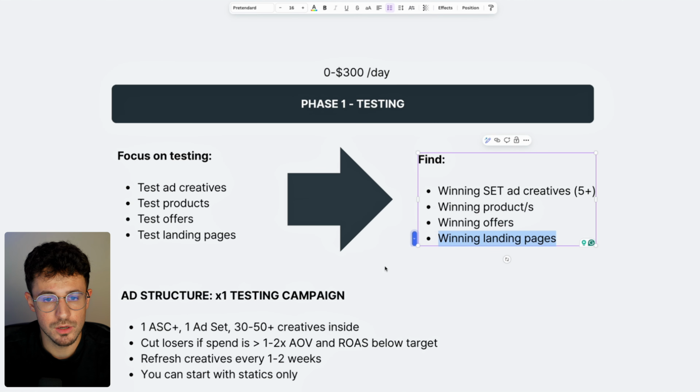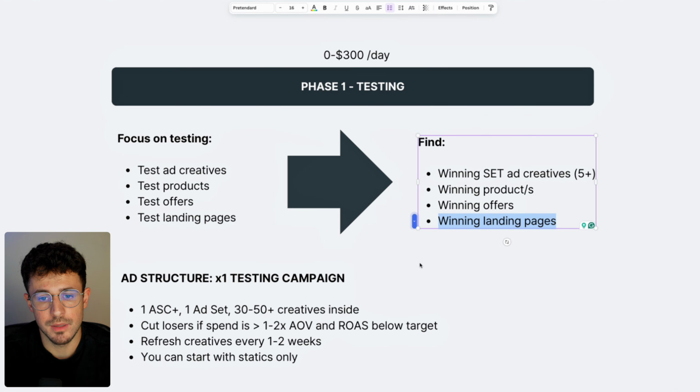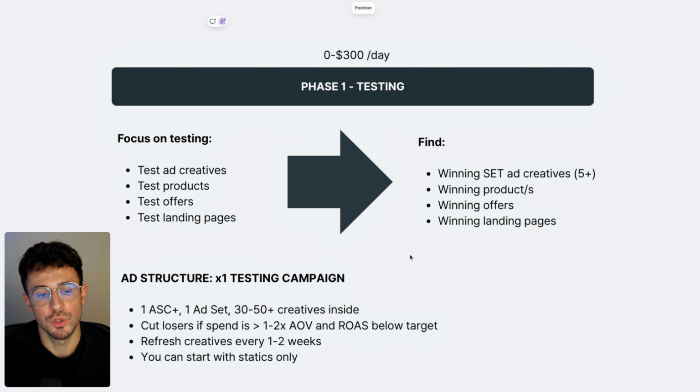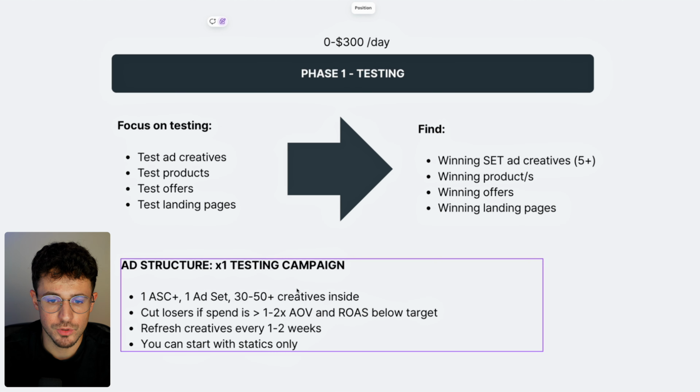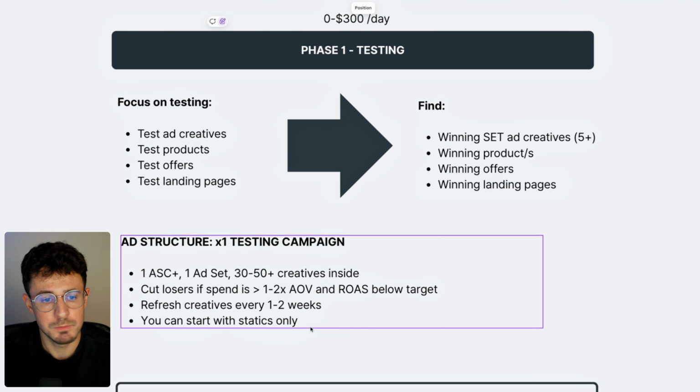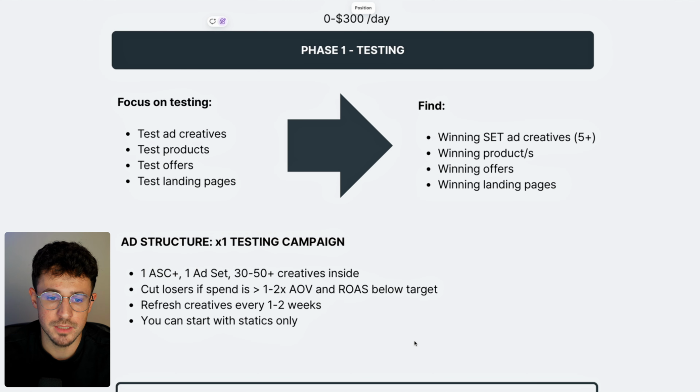You need to find the winning product or products if you have more than one, winning offers and winning landing pages. So during this phase, the way you need to structure the ad account to actually do this is basically this. You need to keep it very simple. 1 testing campaign, 1 Advantage Shopping Plus, 1 ad set, 30 to 50 creatives inside this Advantage Shopping Plus. And the only thing that you need to do is basically cut losers if the spend is above 1 to 2x your AOV and return on ad spend is below the target. You need to refresh creatives every 1 or 2 weeks. And of course, you can even start with static ads only.